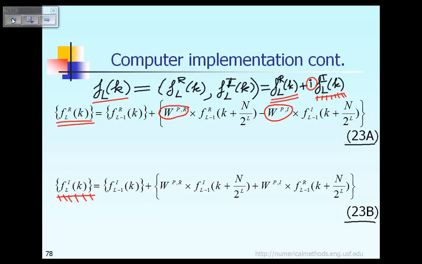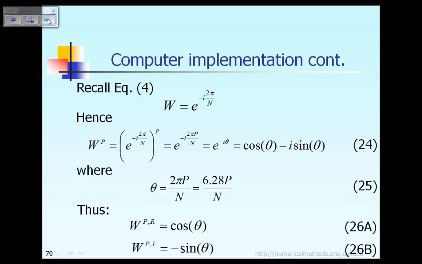WPR and WPI basically correspond to the two components of the complex number. So how do we calculate that? Remember, in the early days we defined W equal to e raised to the power minus i times 2 pi divided by capital N. That is the definition of W that we told you earlier.